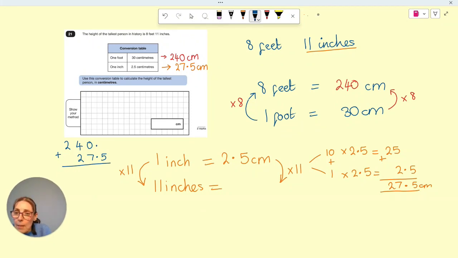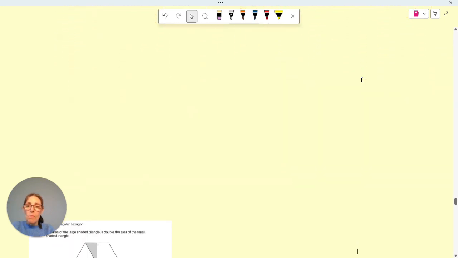If I balance that, I can say 0 plus 5 is 5, 0 plus 7 is 7, 4 plus 2 is 6, and I'm just going to squeeze it over here out the way of my picture. So I think that the height of the tallest person in centimetres is 267.5 centimetres. Let's look at the next question.